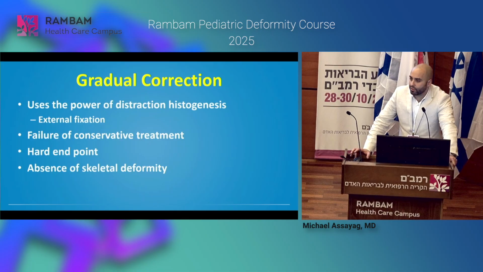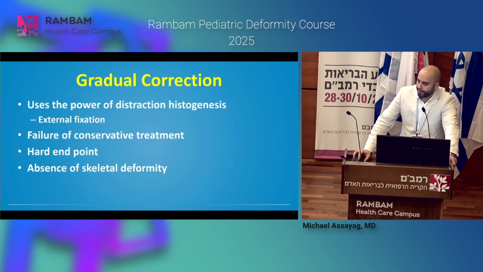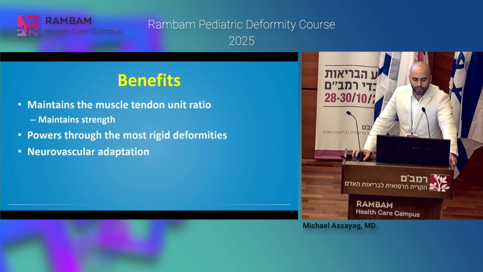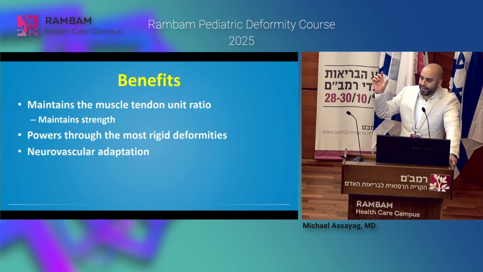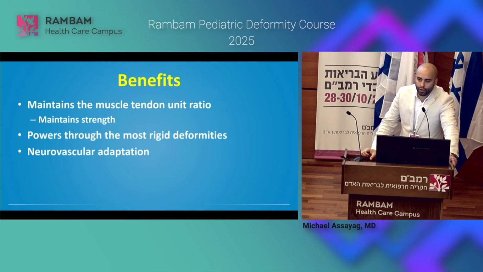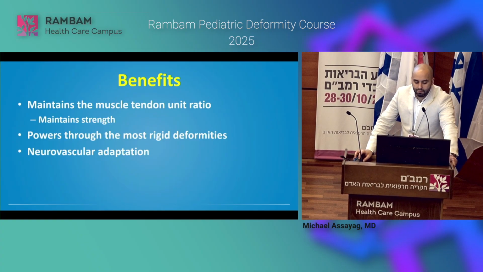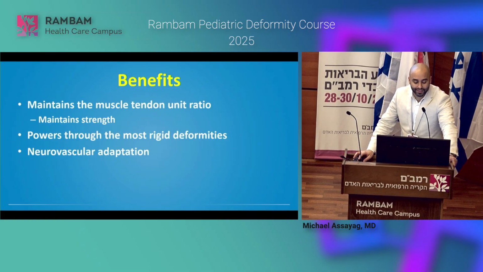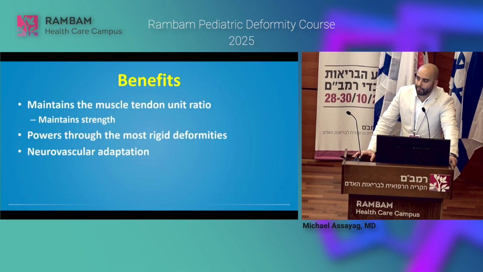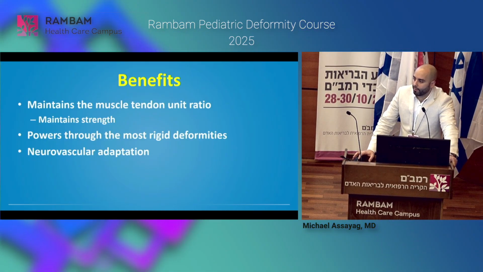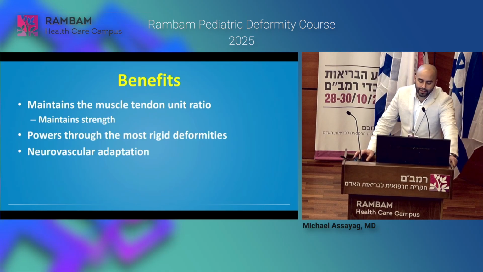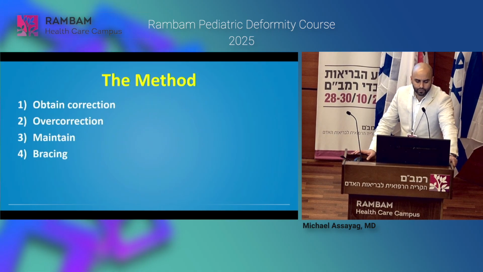Why? Because if there's a skeletal deformity, it has to be corrected as well. We're talking about deformity and not contracture in those chapters. So the big benefit is that we maintain that muscle to tendon ratio, and thus we maintain strength. And the gradual corrections are extremely powerful. They can power through some of the most rigid deformities if the external fixators are well positioned. And there's neurovascular adaptations that prevent blood flow problems and palsies.